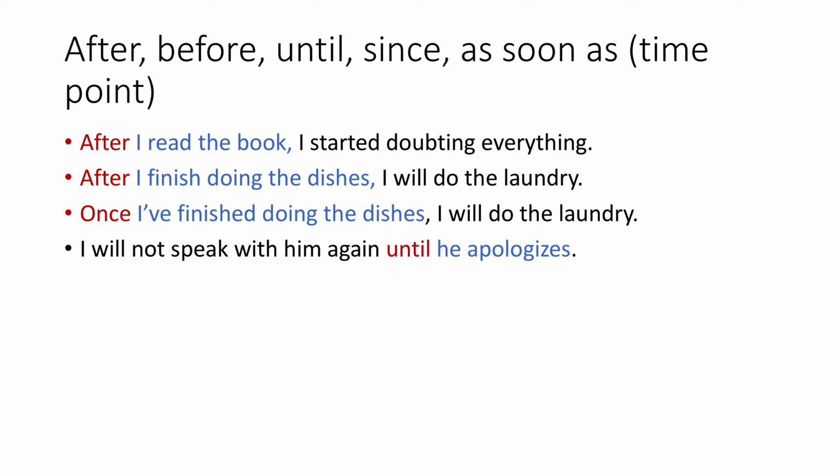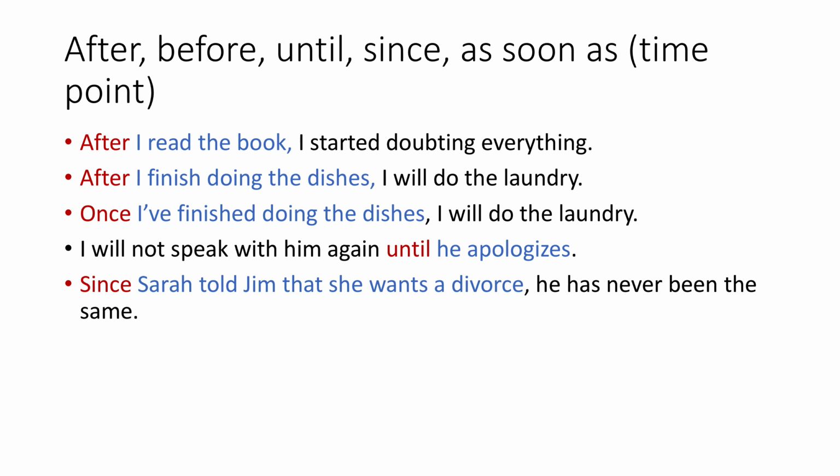Now, the other word is until. Until is very similar to after and once. It refers to a point of time, but there is an additional aspect to it, and that is we can think of until as a wall that kind of indicates the end of an action. So we say that the action or the state of the verb in the main clause, in this case, not speaking with him, is going to stop as soon as the action in the adverbial clause happens. So I will not speak with him until he apologizes.